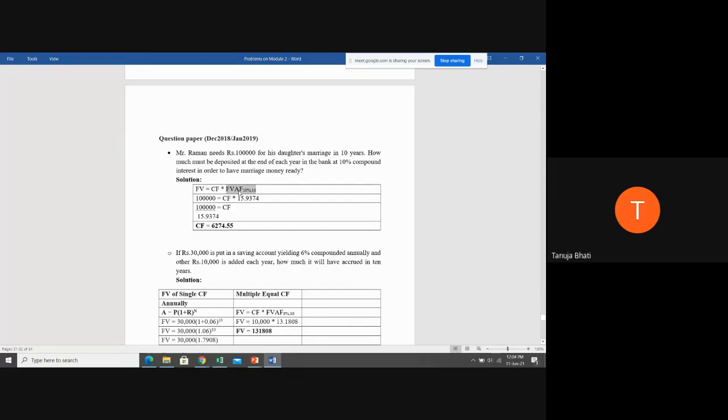Table number 2. Very good, students. Table number 2, 10% for 10 years, so I get the figure as 15.9374. So just substitute the figures and find out the missing figure. Cash flow is nothing but 1 lakh divided by 15.9374. So I get the cash flow as 6,274.55.